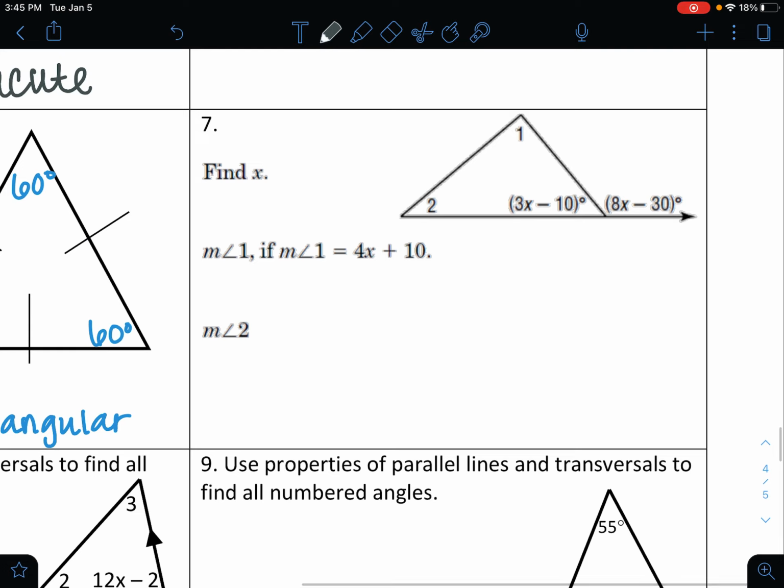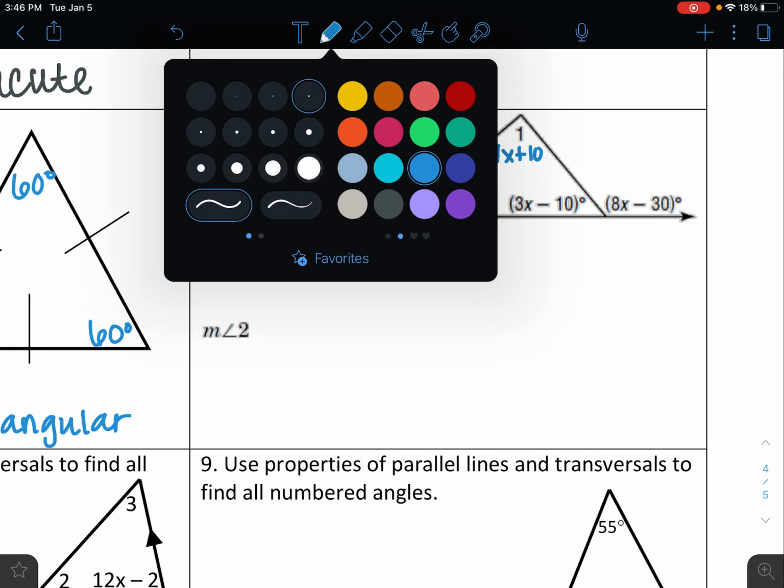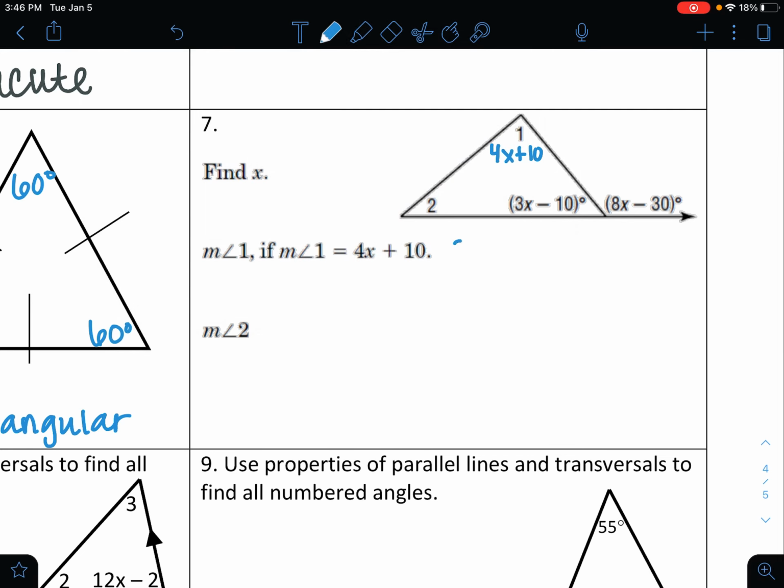All right, number 7, we have find the measure of angle 1 if, okay, so let me label this real quick. So angle 1 is 4x plus 10. Okay, this is an interesting one. All right, let's get it. All right, so I think what I'm gonna do is solve for x by using these 2 angles at the bottom here because they make a linear pair, so I can just add them up to equal 180. If you have a better idea, then feel free to use it.